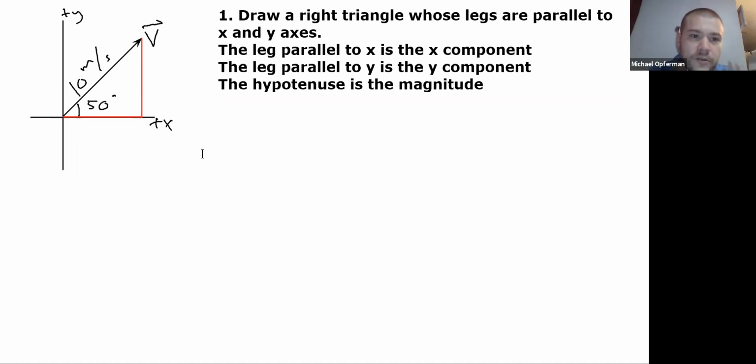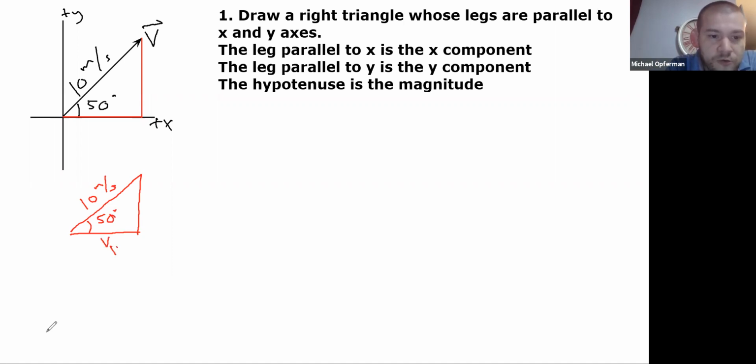Once you've turned the vector into the right triangle, look what I have here. Let me just redraw it for emphasis. I have a right triangle that looks like this. I have 10 meters per second on the hypotenuse. I have 50 degrees here. I have the x component of the vector down here. Usually we denote the x component with, since this is vector v, v subscript x, and the y component will be v subscript y. Okay, so you'll notice that this is just a right triangle with two parts specified, the other two parts not specified.